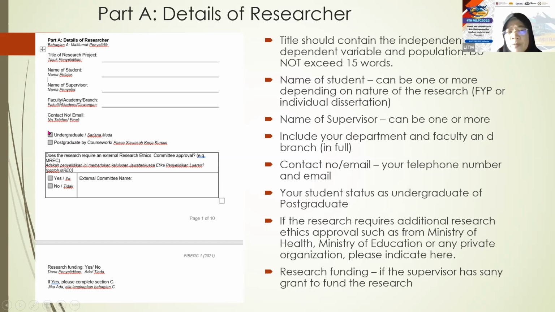Down here, you need to specify whether you are undergraduate or postgraduate, here by coursework. Like I said, I did some explanation to my students. So actually, it should be undergraduate or postgraduate here by coursework. Then, does the research require an external research ethics committee approval? If yes, you need to put in the external committee name. If no, then tick no. What do we mean by whether it requires an external research ethics committee or not?